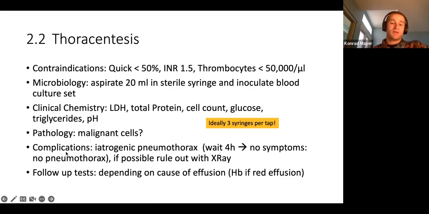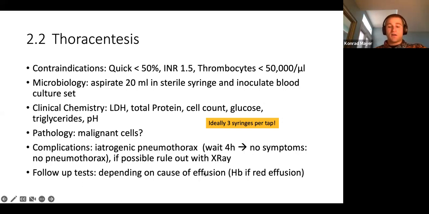What can happen? What can a complication of a thoracentesis be? I can cause a pneumothorax, and that can be very dangerous. So if possible, I rule that out with an X-ray a few hours after performing the thoracentesis. Or if I wait 4 hours and the patient has no symptoms, I can feel good about not having caused a pneumothorax, but it would be best to rule it out with an X-ray.